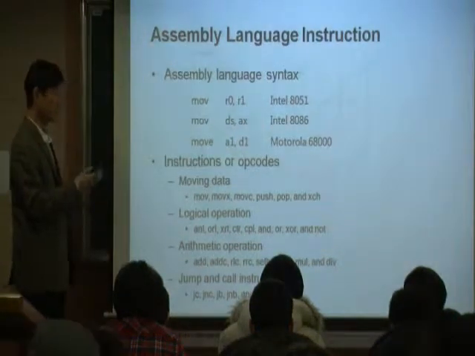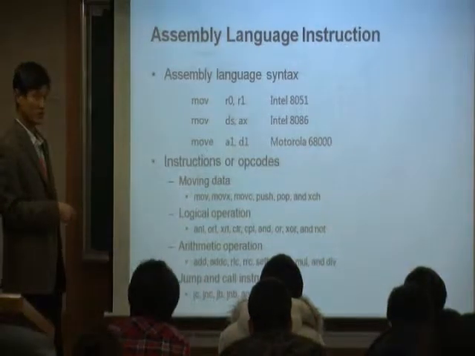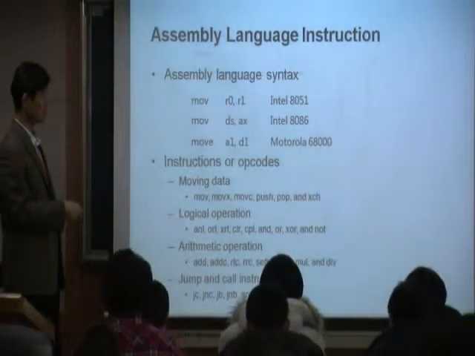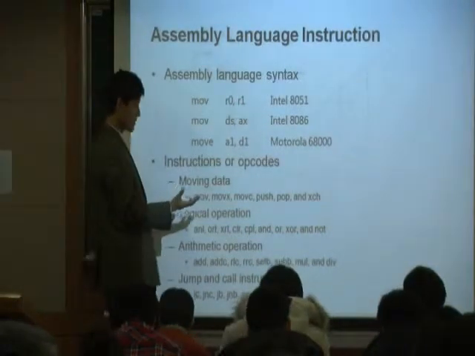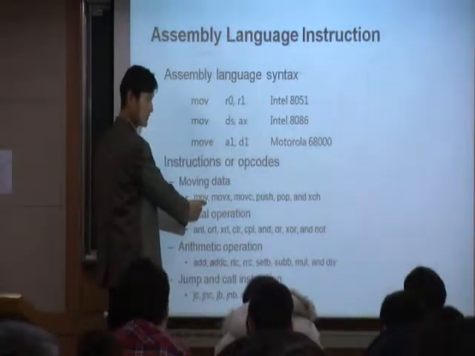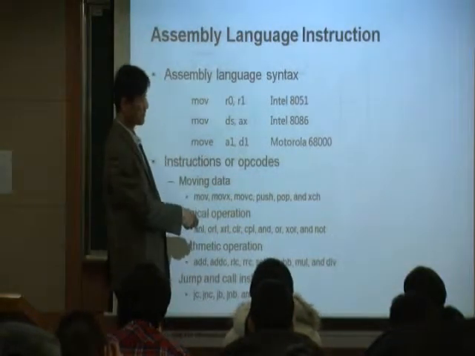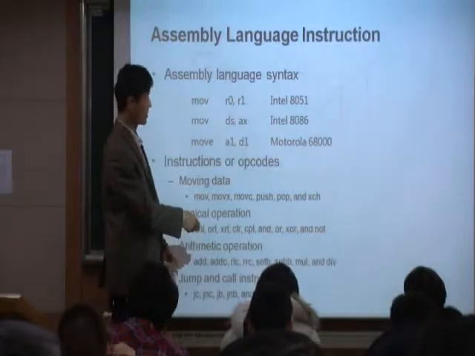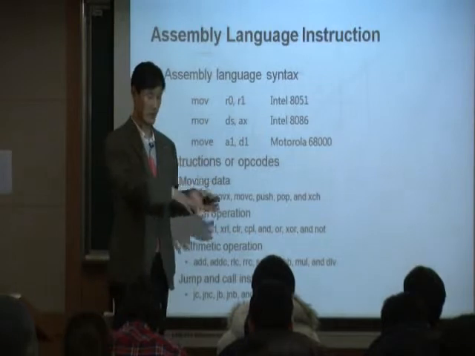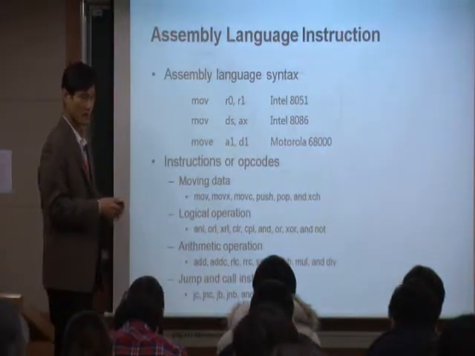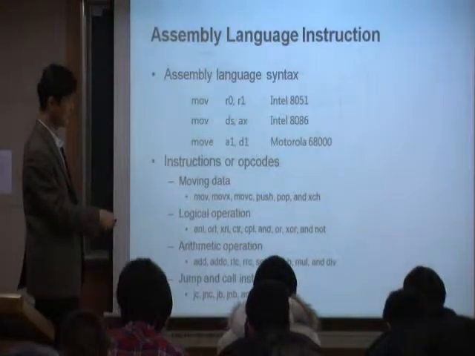Let's look at some of the categories of instructions. There are several types. First type is moving data, or copying. For example, instructions like MOV, MOVX, MOVC, PUSH, POP, and XCH, exchange. Those are the instructions doing this one, moving data from one place to another. Okay? So there's a slight difference for each of them. We'll cover that a little bit later.